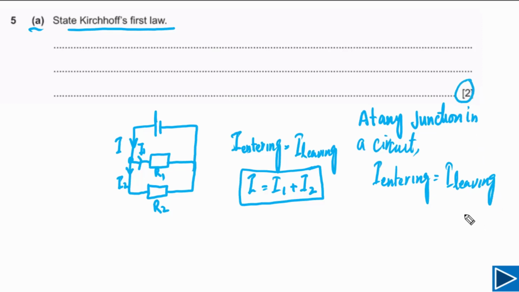For this question, I entering is equal to I leaving has to be in your answer because this has the M mark. If you write this, you will get this mark. The second mark is for the junction part, and this is the A mark. You must get the M mark to get the A mark, so it has to be in your answer. If you don't write this one and only mention the other part, you will still not get any mark. Now let's try to write down the complete answer.